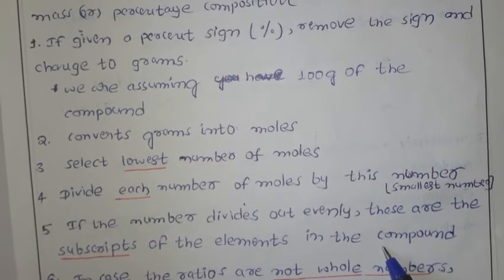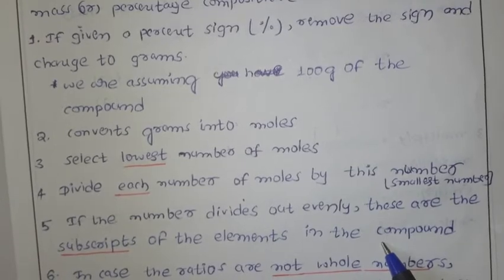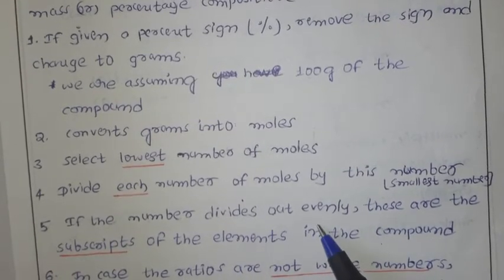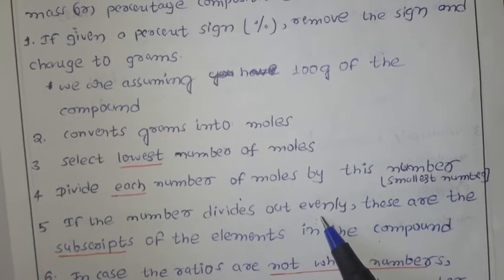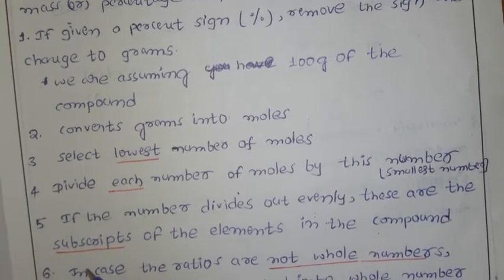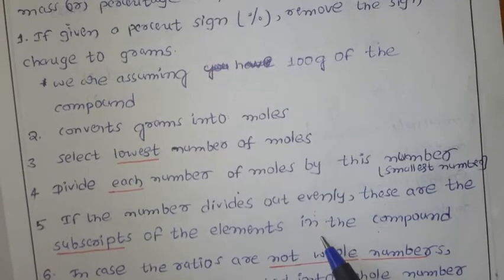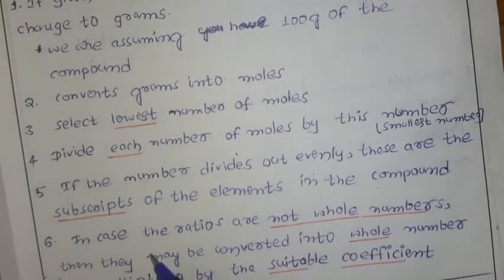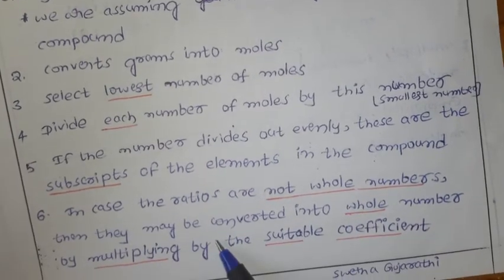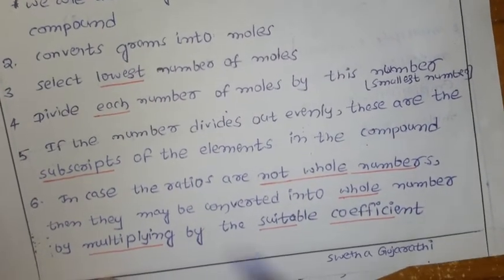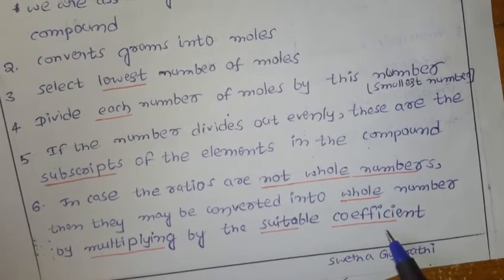We already saw in problem number 5.2 what happened? All the numbers divided out evenly, which means we don't have any decimal points. So we are taking them as the subscript of each element. Now the sixth point: in case the ratios are not whole numbers, they may be converted into whole numbers by multiplying by a suitable coefficient.